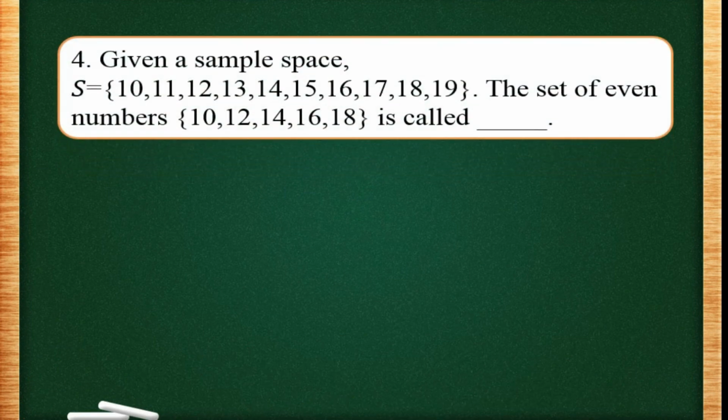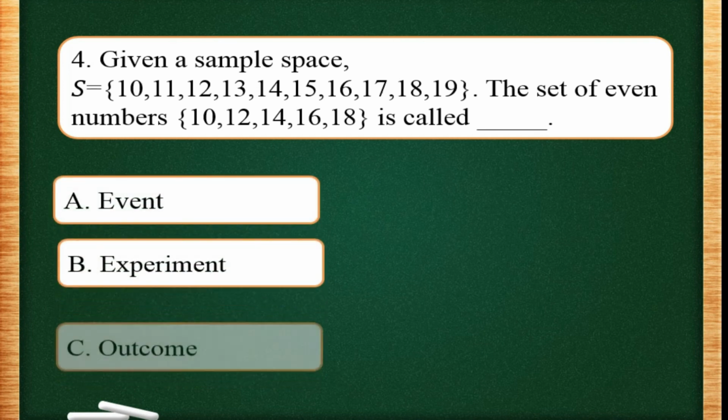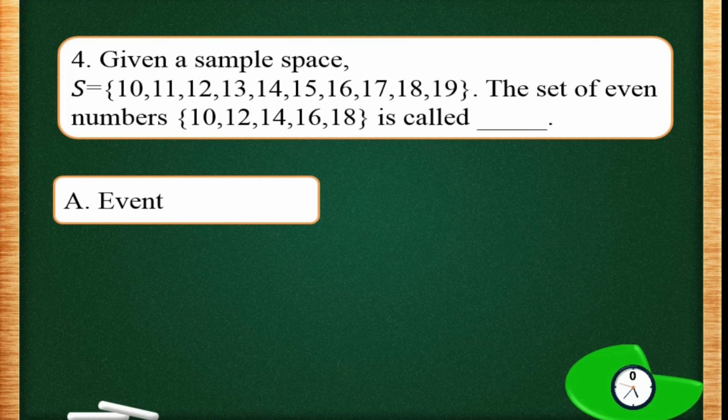Number 4. Given a sample space S with the elements 10, 11, 12, 13, 14, 15, 16, 17, 18, and 19, the set of even numbers 10, 12, 14, 16, and 18 is called A. Event, B. Experiment, C. Outcome, D. Sample space. You are correct if you have chosen A. Event. Next.